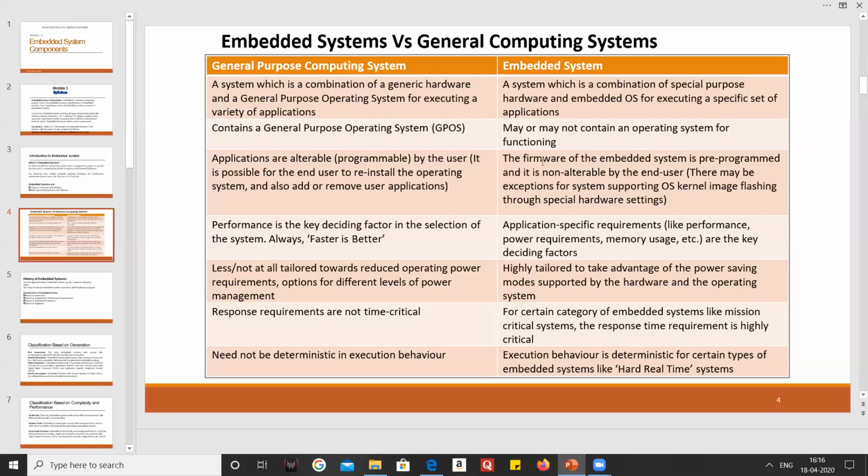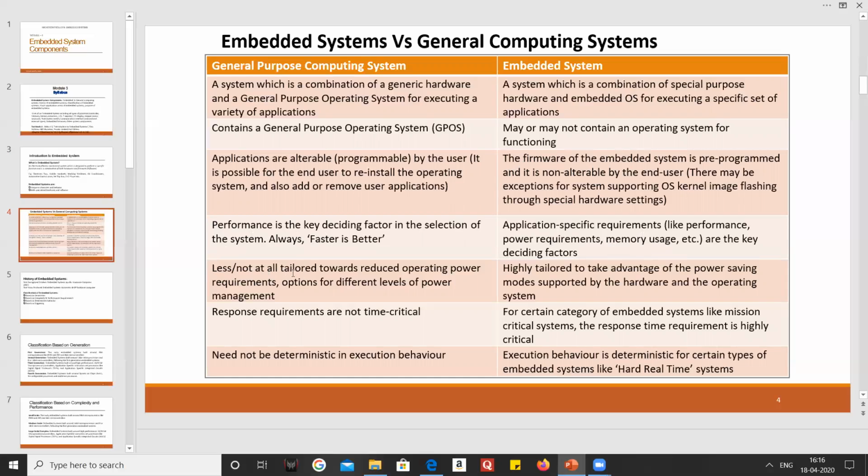So let's go to the next difference of general purpose computing system. Coming to the performance aspect. In the case of a general purpose computing system, for performance we look into the speed, that is, faster is better. Now let us go to the embedded system. Here, along with the speed, we also talk about the power requirements and memory usage. All these things come as key deciding factors.